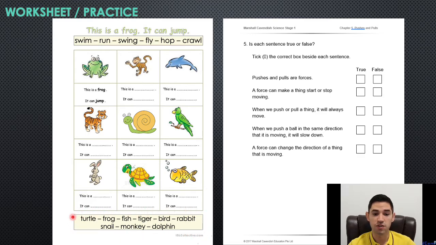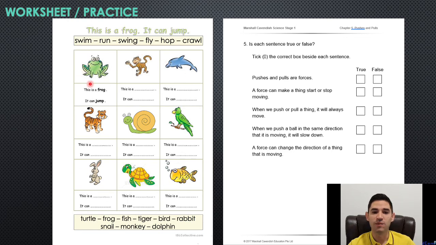I want you to choose the correct name, and after that, add it to the first line. This is a, what animal is this? This is a, what animal is this? And you write their names on the top line. After that, you have to tell me which action they can do. So we have over here, swim, run, swing, fly, hop, and crawl.